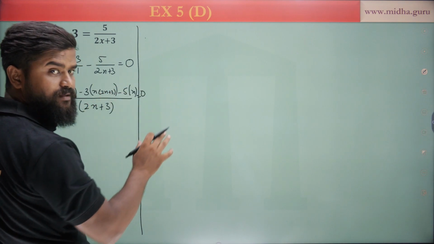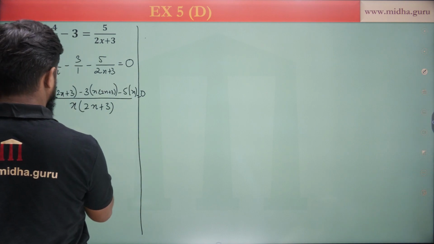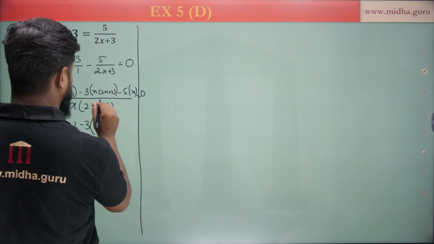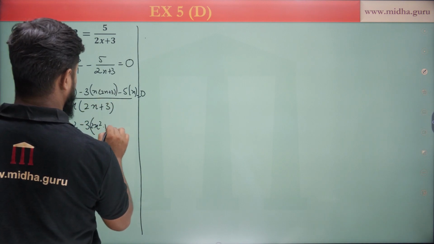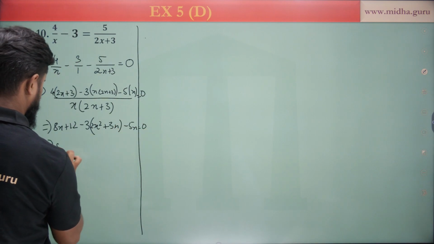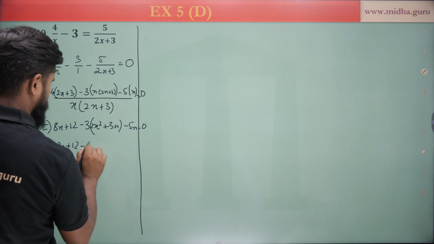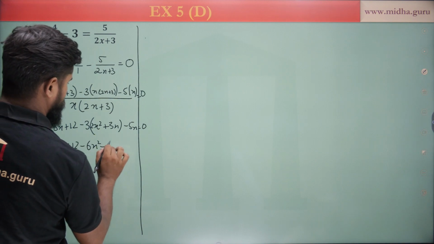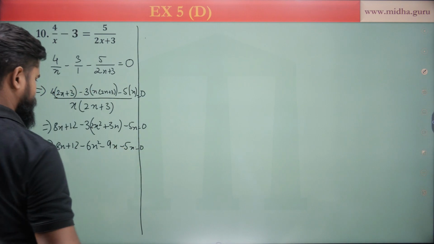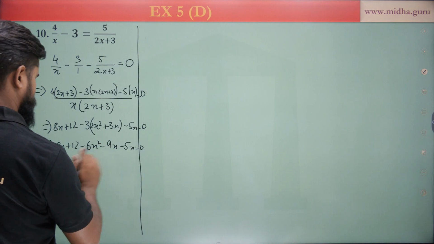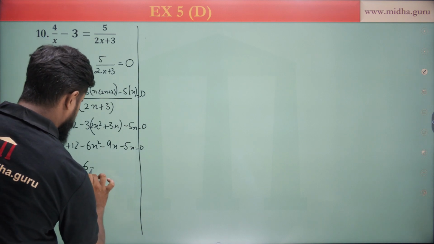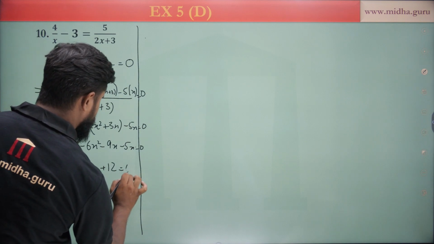So if we take this term to the other side, it will become 0 as well. So this will become 8x plus 12 minus 3 into, inside this bracket we will get 2x squared plus 3x, minus 5x is equal to 0. You can write as 8x plus 12 minus 6x squared minus 9x minus 5x is equal to 0. Adding all the x's together, we will get minus 6x squared minus 6x plus 12 is equal to 0.